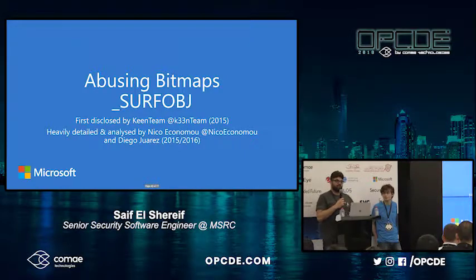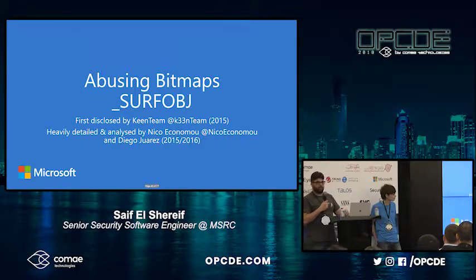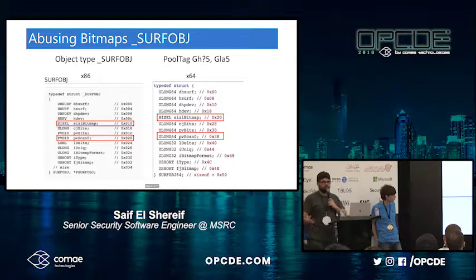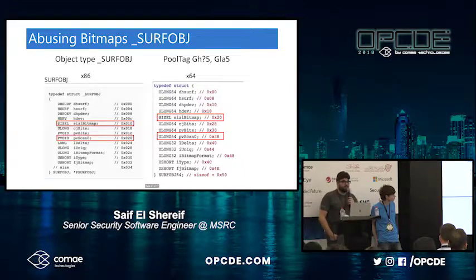You can do it programmatically, and the bitmap is a very interesting object and was heavily abused in several exploits that we've seen in the wild, and that's why it was chosen as the second most popular choice for object abuse in the kernel. Bitmaps in kernel memory are dubbed SURFACE objects. It has a pool tag in the header of Gh05 or Gla5, depending on whether it was allocated to the look-aside lists or the normal kernel pool. And this is how the bitmap structure looks at the kernel memory level.